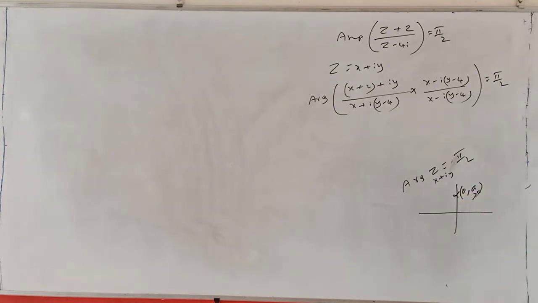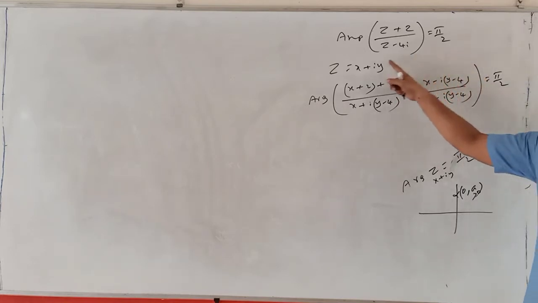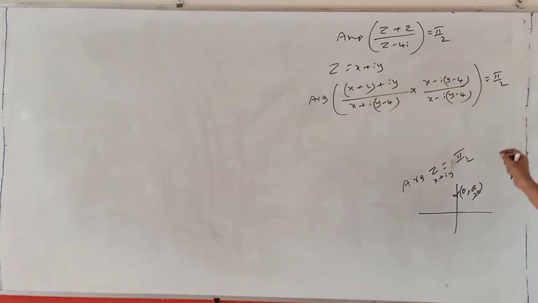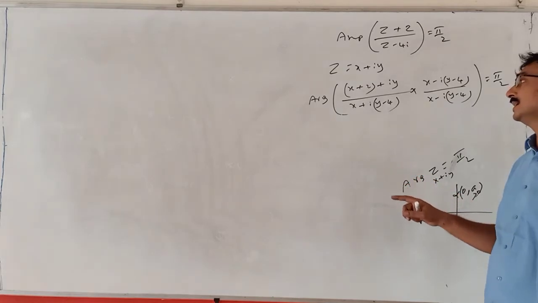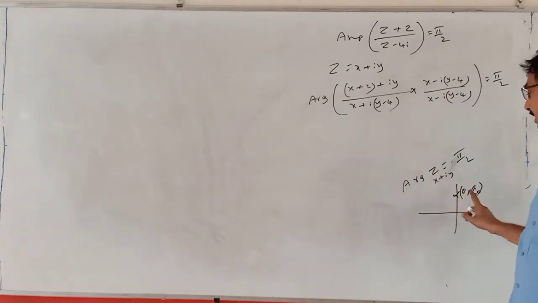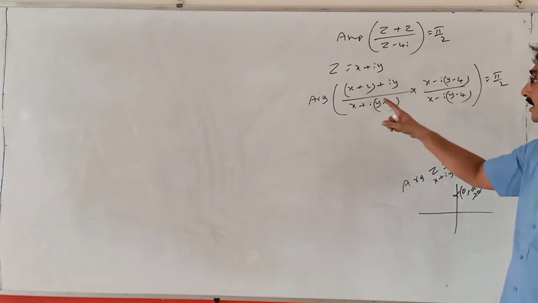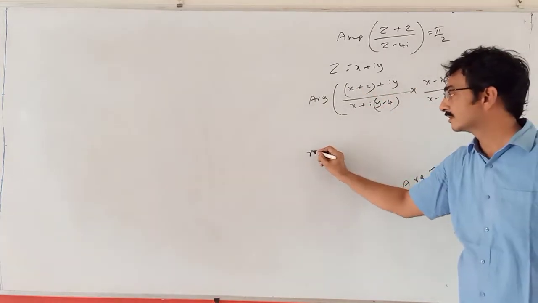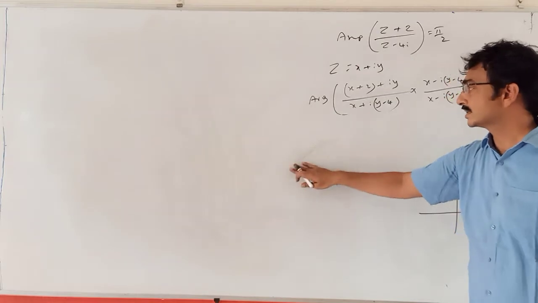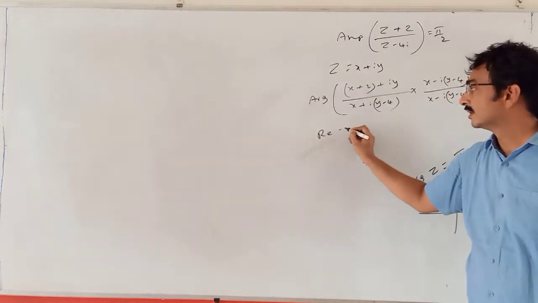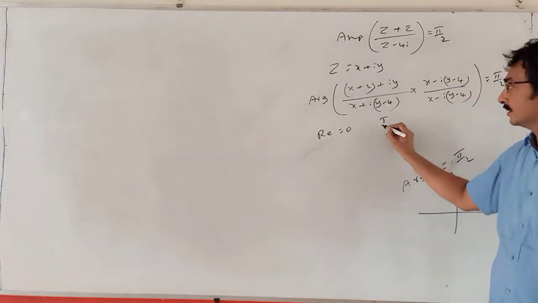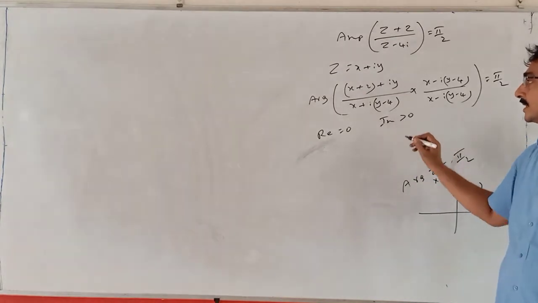Okay, see the difference. Now what are the conditions here? In this complex number, the real part equals 0 and the imaginary part is greater than 0. What is the real part? The real part is obtained by multiplying real with real and imaginary with imaginary, therefore x into (x + 2). So two conditions: the real part equal to 0, and the imaginary part greater than 0.